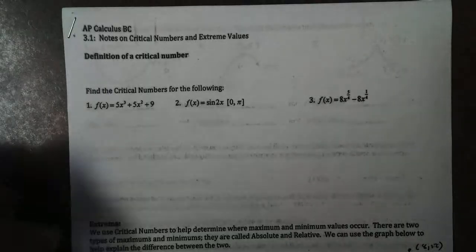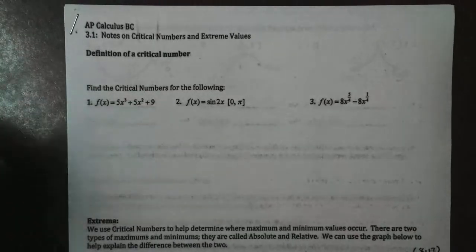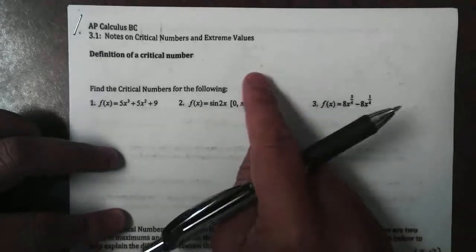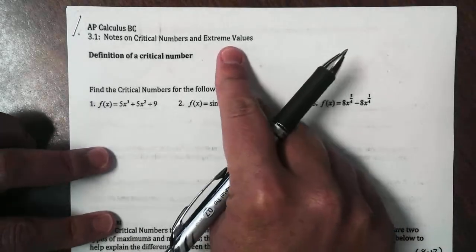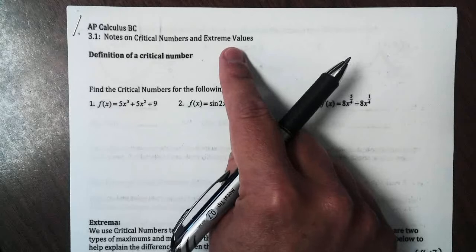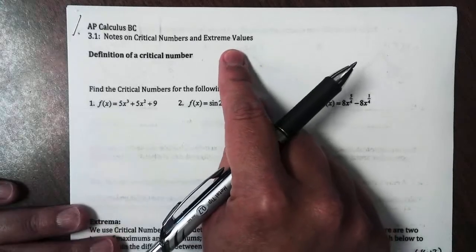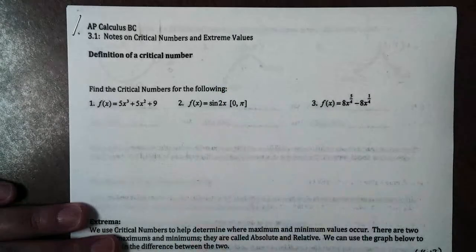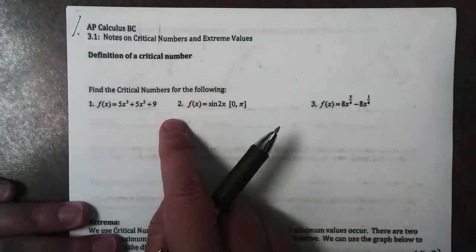Extreme values! So what is an extreme value? Well, an extreme value is basically the most maximum value a function can be over a domain, and the most minimum value a function can be over a certain domain. And we're going to talk about this over the next couple of days.